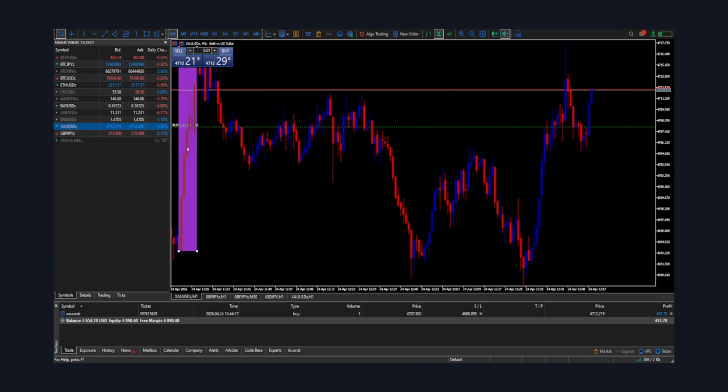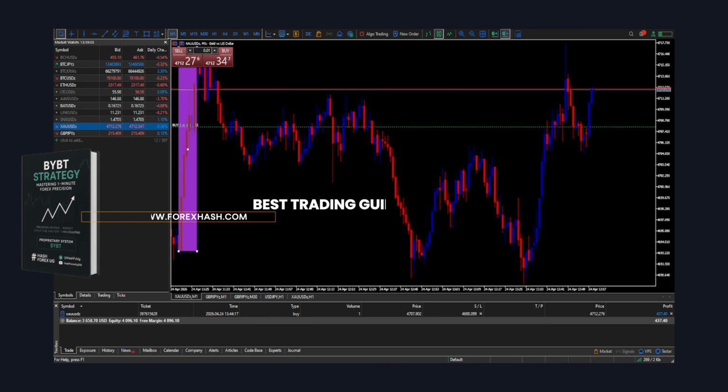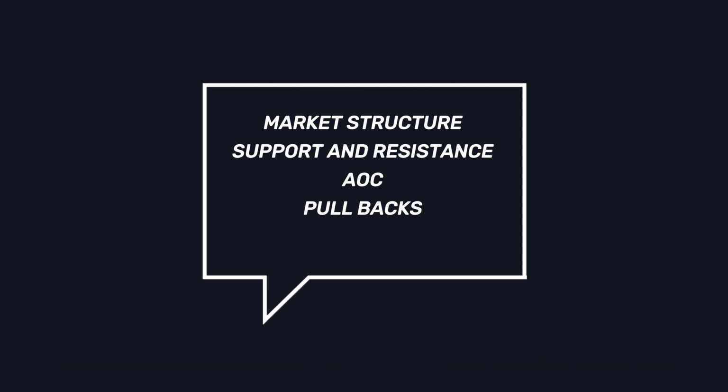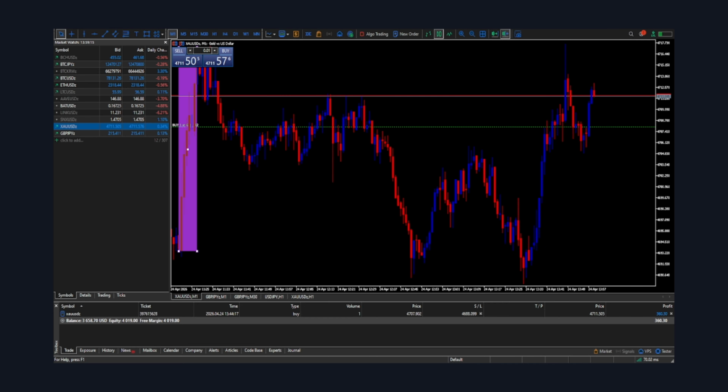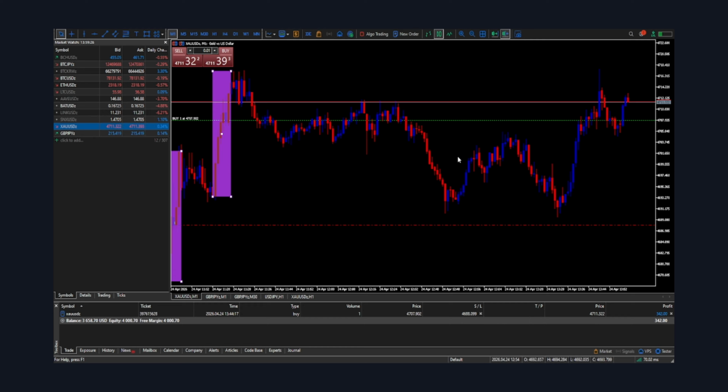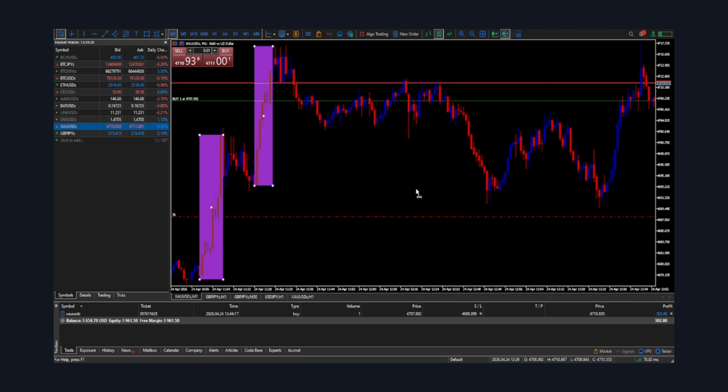We are trading live in the New York session, and we are using our BYBT strategy, which is made up of structure, support and resistance, areas of confluence, and pullbacks. So right now we are in for some buys on gold, and the cause of this buy, if you've been following us on this channel, you would already be seeing it.